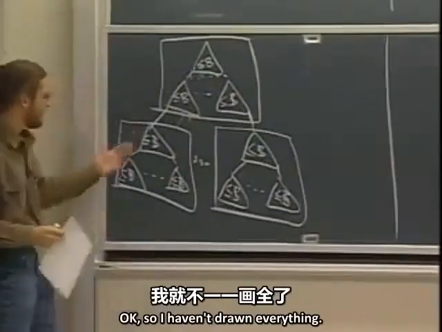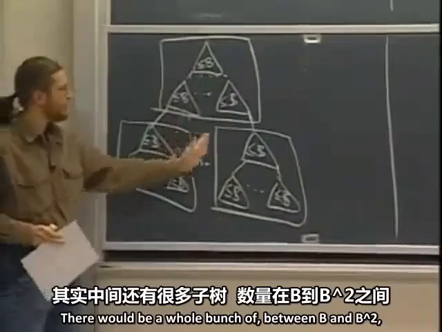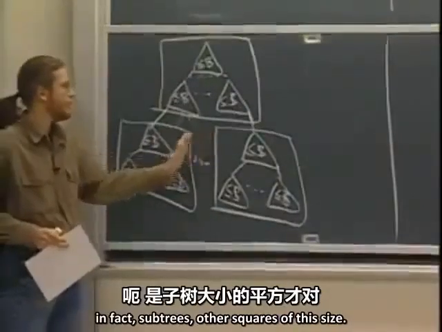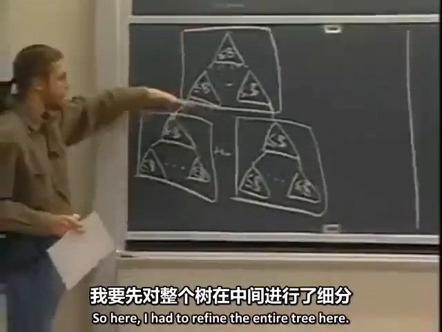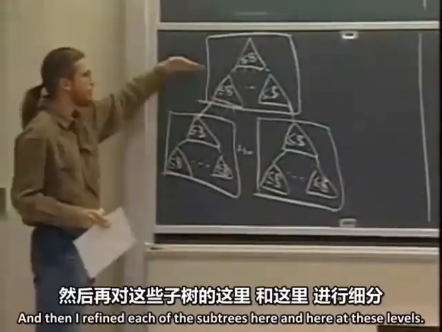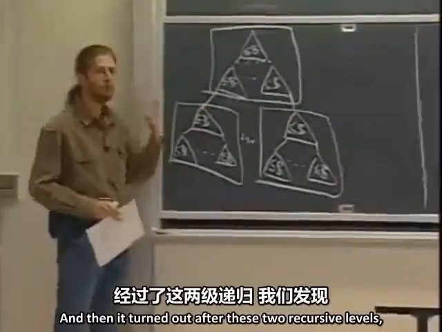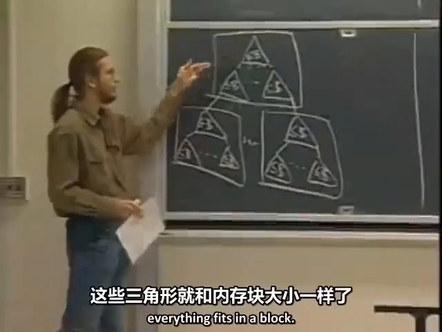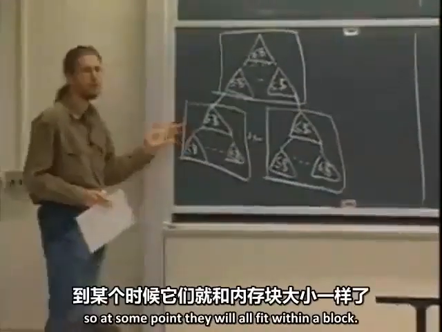Okay, so I haven't drawn everything. There'd be a whole bunch of something between b and b squared, in fact, subtrees, other squares of this size. So here I had to refine the entire tree here. And then I refined each of the subtrees here and here at these levels. And then it turned out after these two recursive levels, everything fits in a block. Everything has the same size. So at some point, they will all fit within a block.